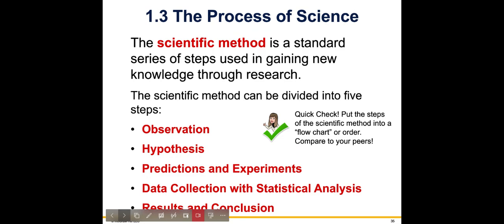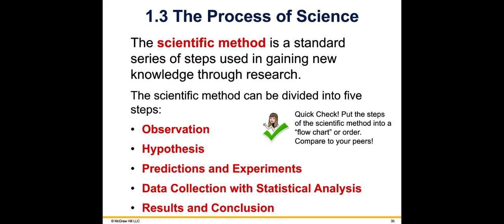So let's talk on the process of science. We use the scientific method. And the scientific method is this very standardized set of steps in order to gain knowledge by research. And the scientific method can be divided into 5 steps: observation, hypothesis, make your predictions and do your experiment, collect the data and analyze it with statistics, and then the results and conclusion.